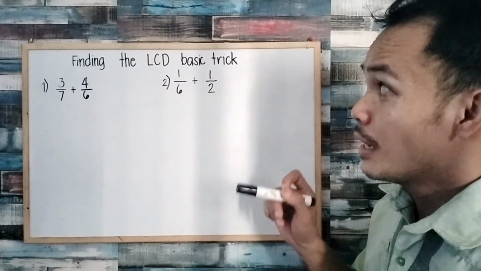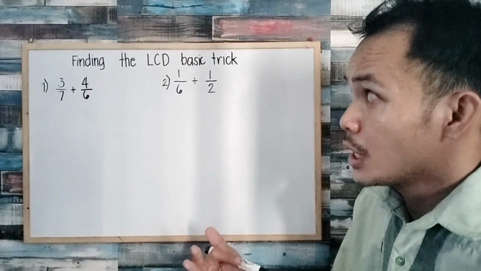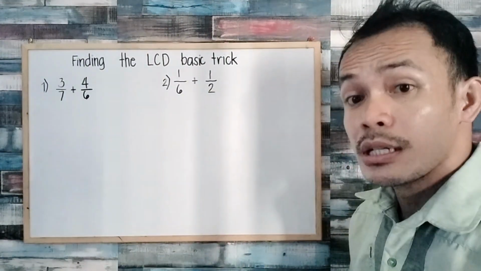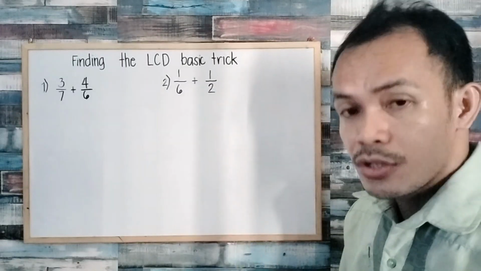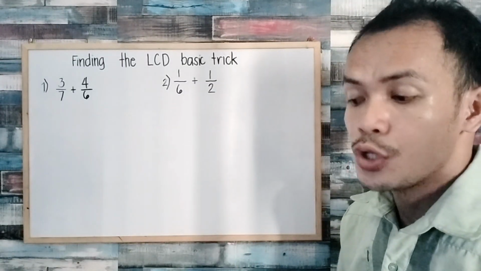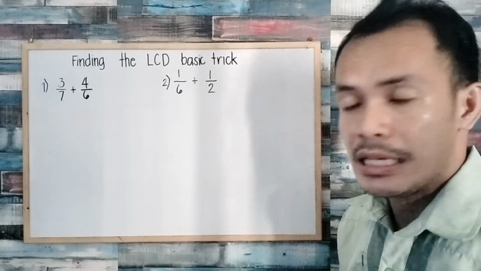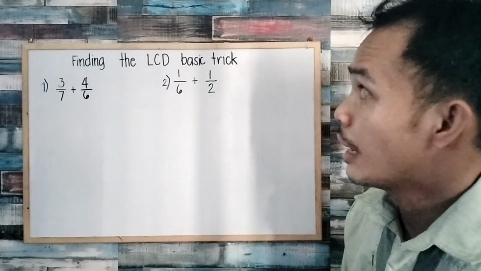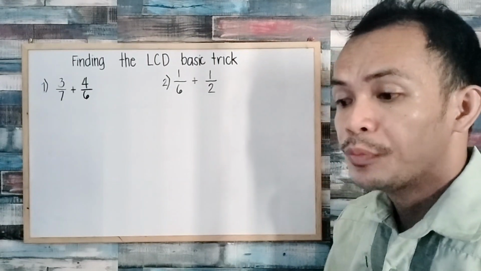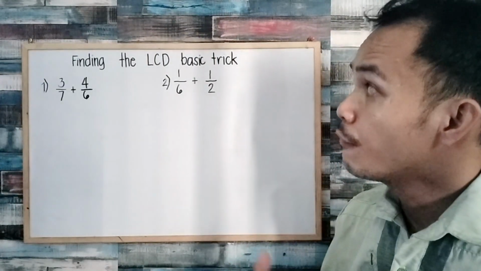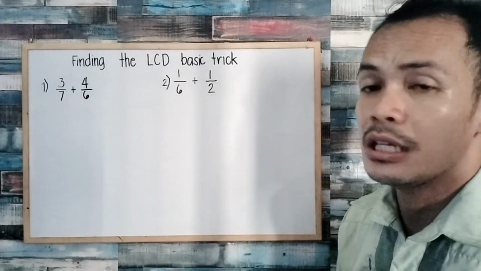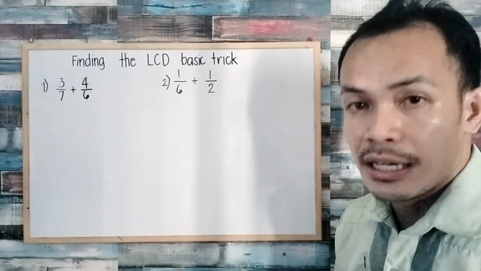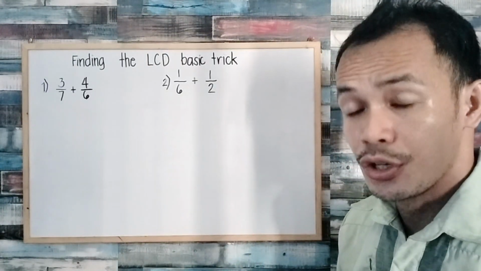So today our lesson is the basic trick in finding the LCD. Usually we use a listing method, prime factorization or continuous division to find the LCD of two or more fractions. But here, I'm gonna teach you how to do basic tricks in finding the LCD by just looking into the fractions. You will easily give the LCD, or the least common denominator.